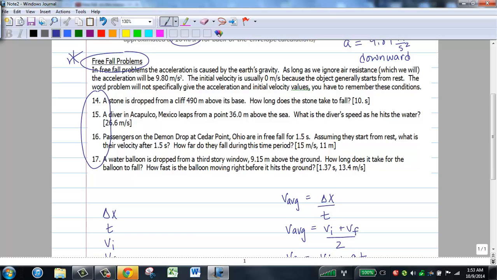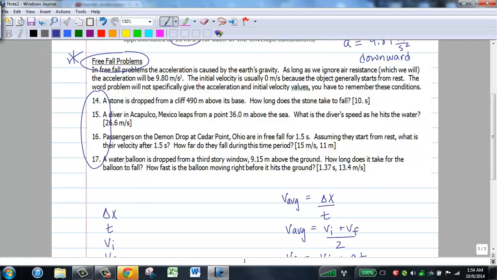So in number 15, a diver in Acapulco, Mexico leaps from a point 36 meters above the sea. The diver's not dropped, and yet we're going to assume the initial velocity is 0. Passengers on the Demon Drop at Cedar Point, Ohio are in free fall for 1.5 seconds. See how in this problem it does say, assuming they start from rest. That means the initial velocity is 0.